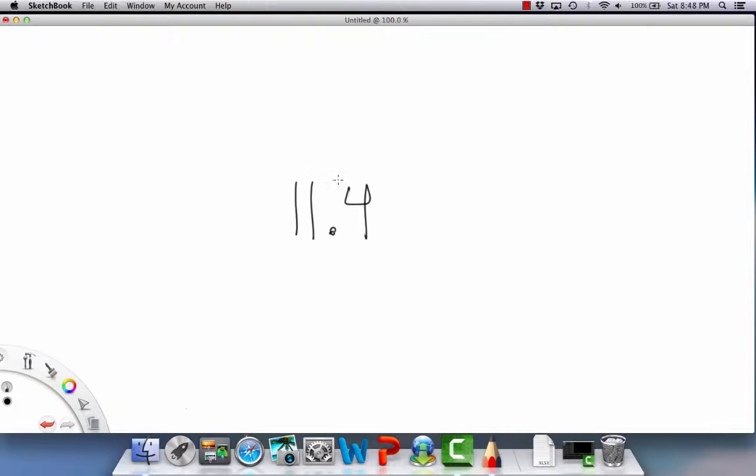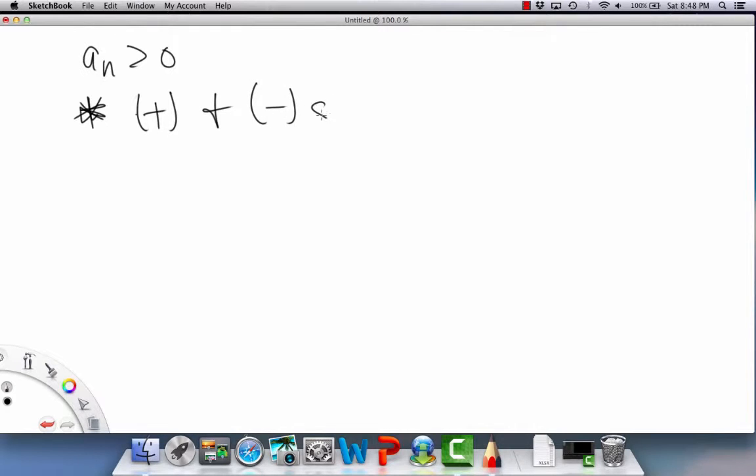Absolute and conditional convergence. So far we've been dealing with positive sequences, in that the terms are always greater than 0, right? But now we're going to learn a way, which other people have devised for us, to deal with both positive and negative sequences.